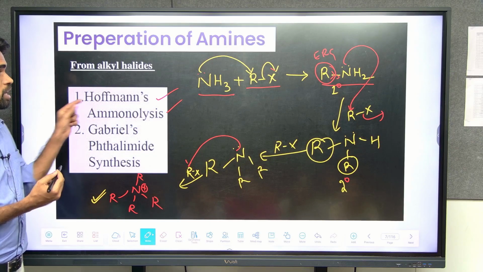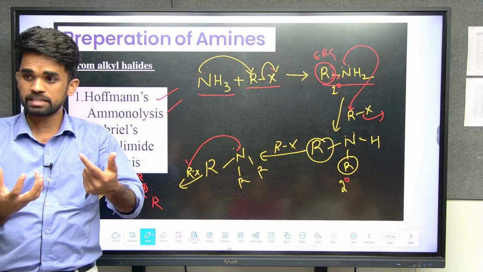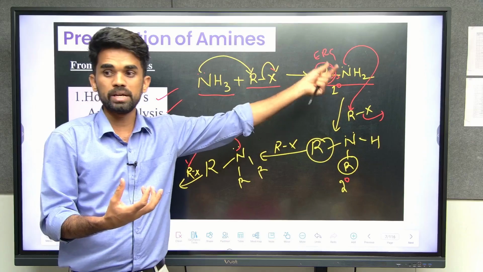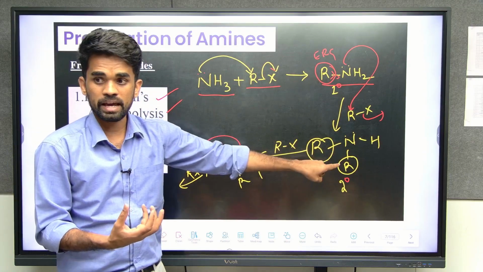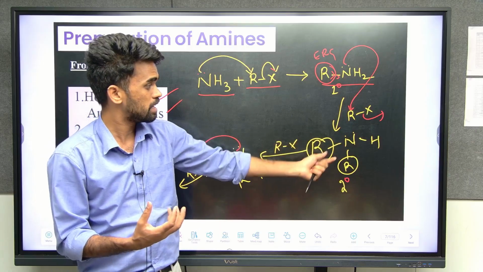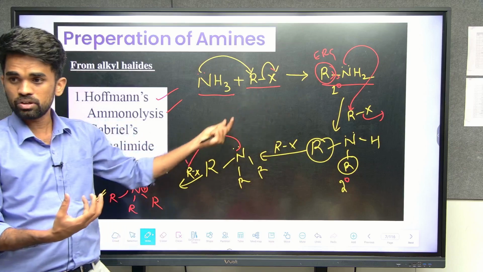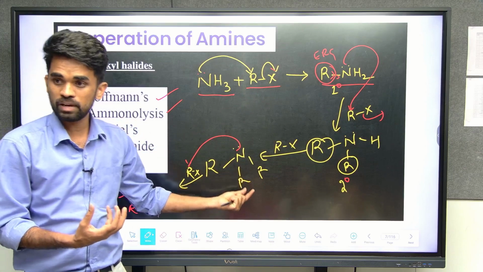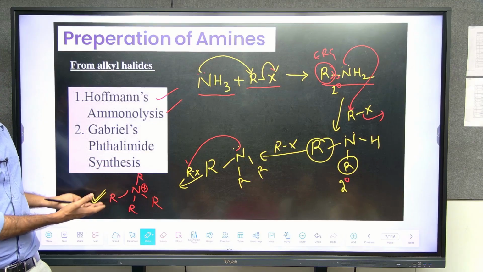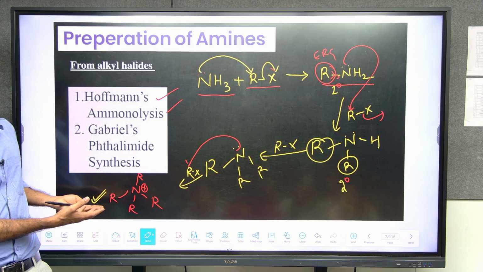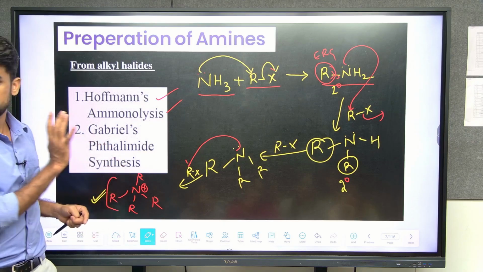Okay. So during Hoffmann's ammonolysis, what happens? Ammonia is treated with alkyl halides, gives you primary amine. Now primary amine is more reactive with alkyl halide, gives you secondary amine. Secondary amine won't stop there itself, it further reacts with alkyl halides, gives you tertiary. Now tertiary is more nucleophilic, further reacts with alkyl halides to give you quaternary. After this there is no reactive site. Nitrogen can make a maximum of 4 bonds, all 4 bonds are occupied, so here the reaction will stop.